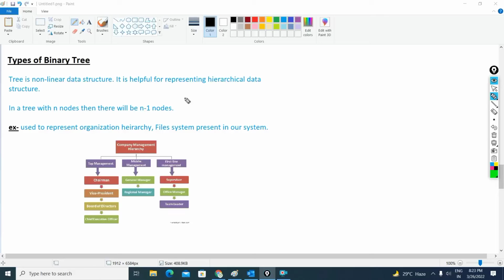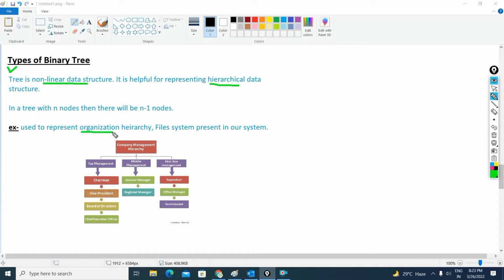In this video, I will tell you about types of binary tree. Before discussing types of binary tree, I want to tell something more about the tree data structure. A tree is a non-linear data structure and it is helpful for representing hierarchical data. Now what is hierarchy? I will explain with the help of an example, that is an organization.